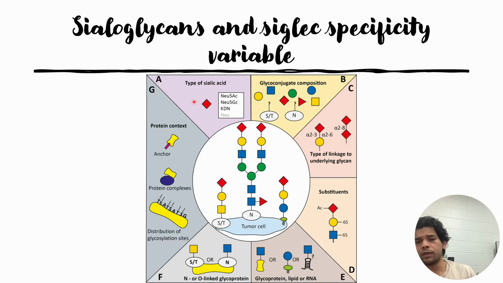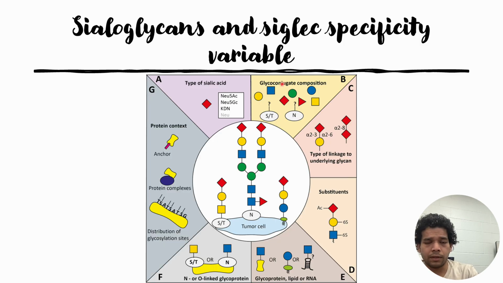Whoever is in the glycobiology field must be aware of the types of sialic acids, and there are three major kinds of sialic acids, that is Neu5Ac, Neu5Gc and KDN. Out of these, Neu5Ac is the one that is presently found in human beings. So the sialic acid will affect the Siglec specificity or sialoglycan specificity.